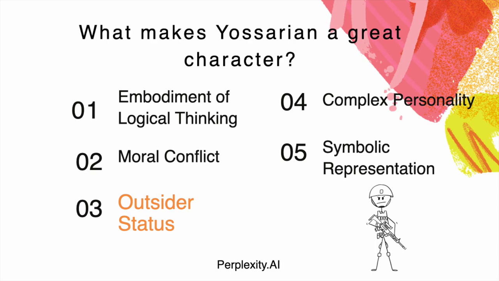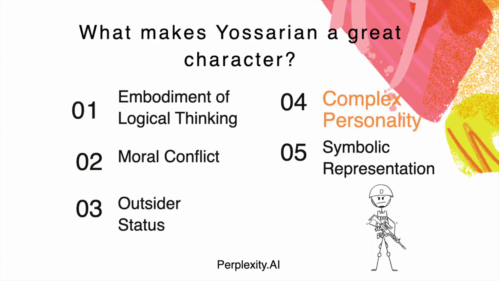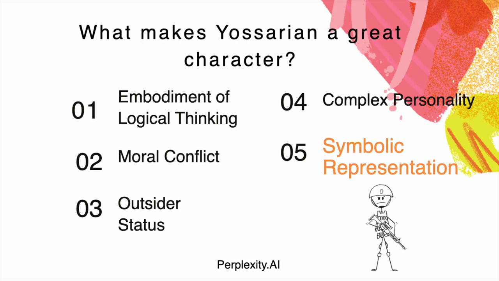Outsider status means that Yossarian's unusual Assyrian name and the fact that others view him as insane mark him as an outsider, alienated from the squadron community he is part of. For complex personality, the AI said, Yossarian is not a conventional heroic figure. He is cynical, paranoid, and more sensitive than he lets on. For symbolic representation, the AI said, as the protagonist, Yossarian symbolically represents the anti-war, anti-authoritarian attitudes of the 1960s when Catch-22 was published. I think we're getting somewhere.